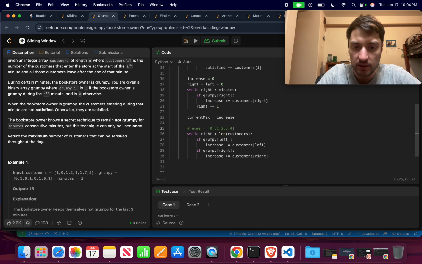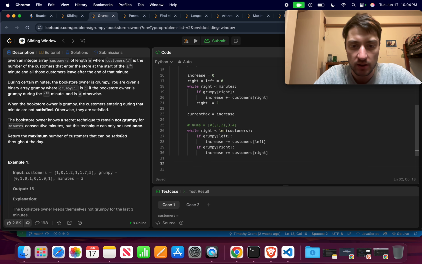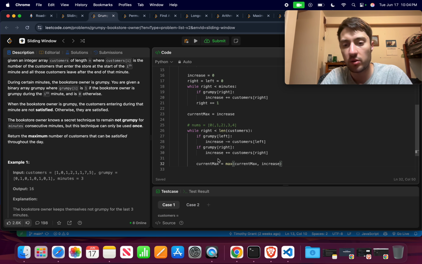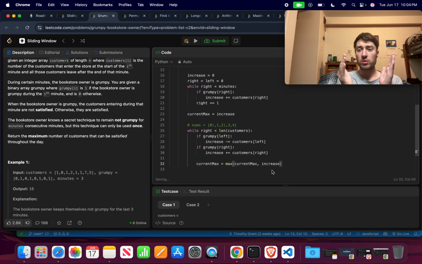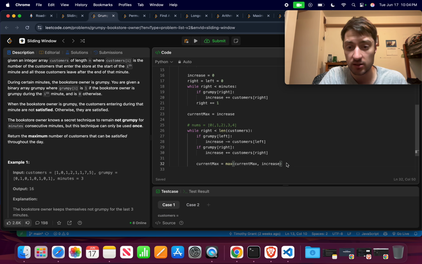Now, what does that mean? That means I come here and I do that. And notice there's 2 elements in there. So now what I can do is I can say current max is equal to the maximum of current max and increase. So if this window caused us to increase more, we're going to take that as our current maximum.